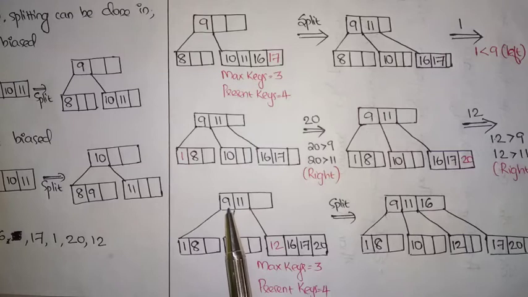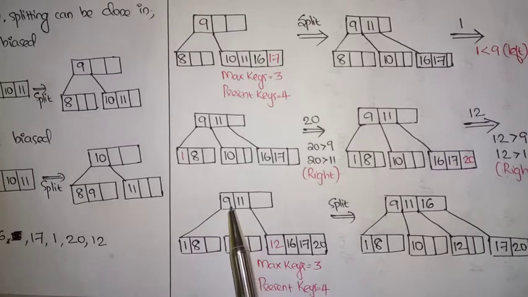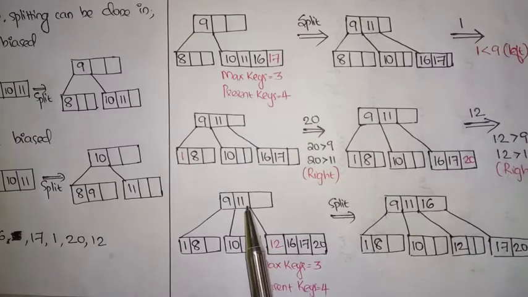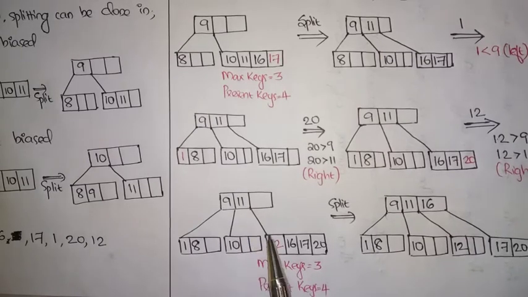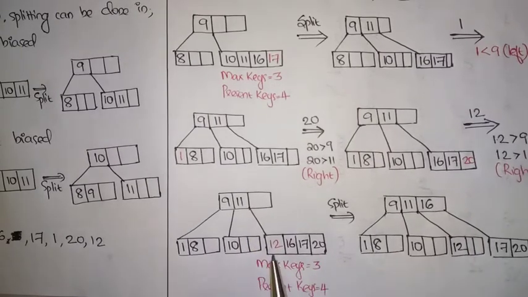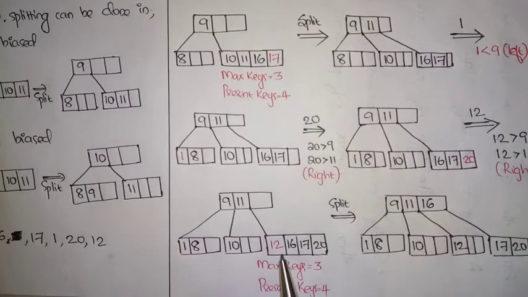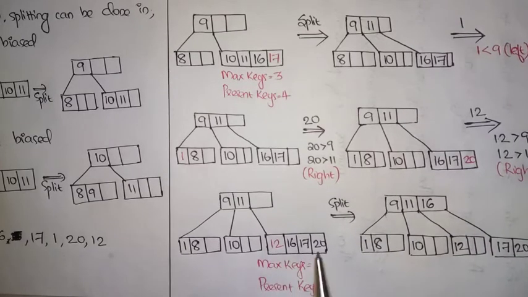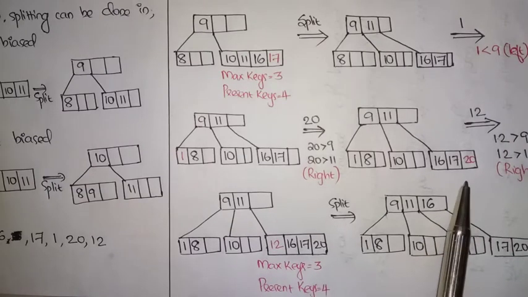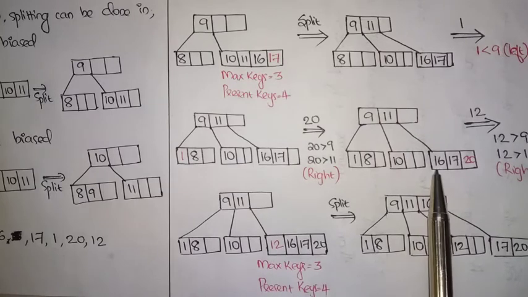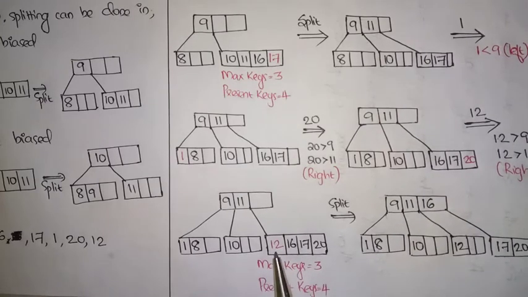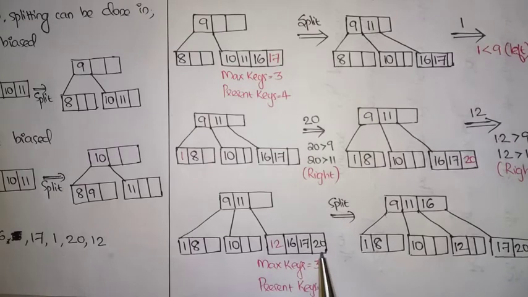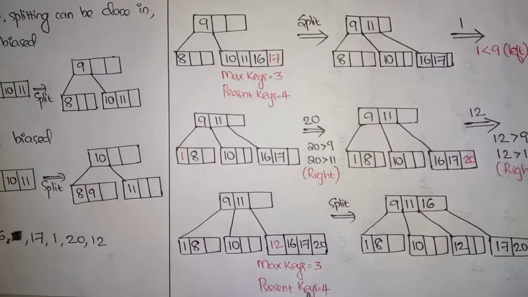So this 12 is greater than 9. 12 is also greater than 11. So 12 will be stored in the right child of 11. Okay. Also I have to store this 12 in such a manner that in that particular node all the keys will be in sorted order. So for that I store this 12 just before 16. So now the keys become 12, 16, 17 and 20. Here the present number of keys is 4, but the maximum number of keys allowed for a single node is 3.